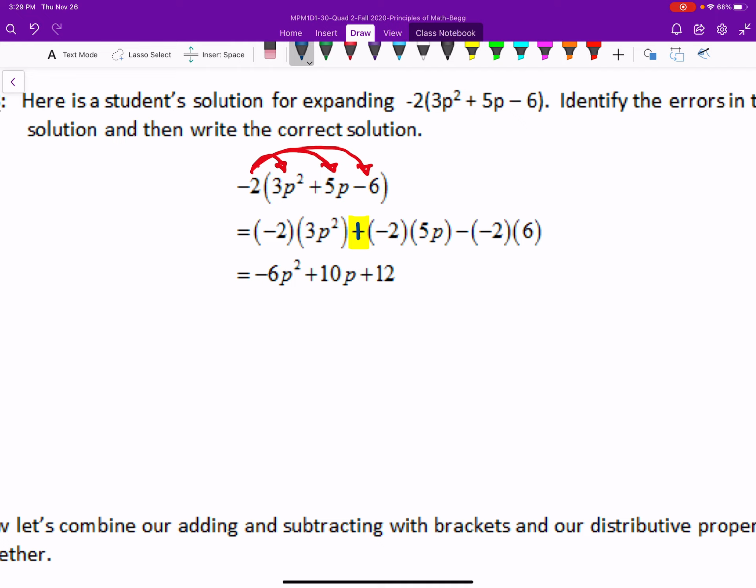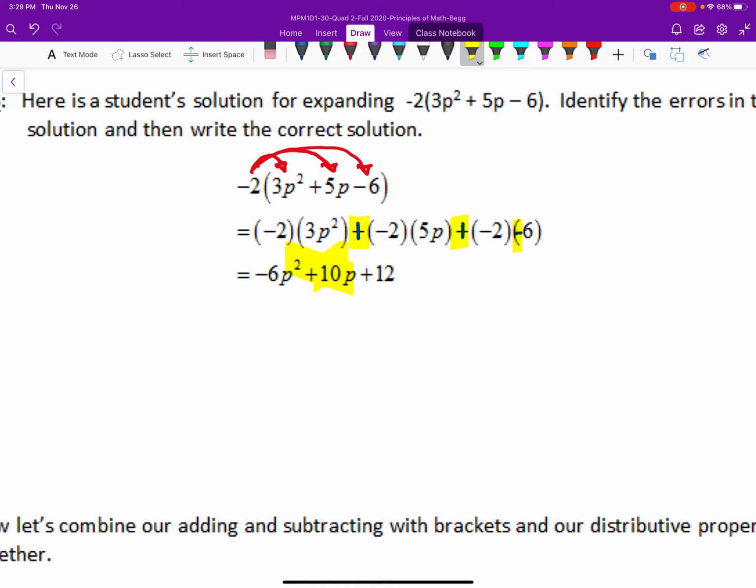I should always just make this a plus and then stick with what I've got. So plus negative 2 times 5p plus negative 2. And I should think of the negative sign as being with the 6. So keep the signs with the numbers and just put plus signs in between them always, and that'll make things easier. So we know this is wrong.